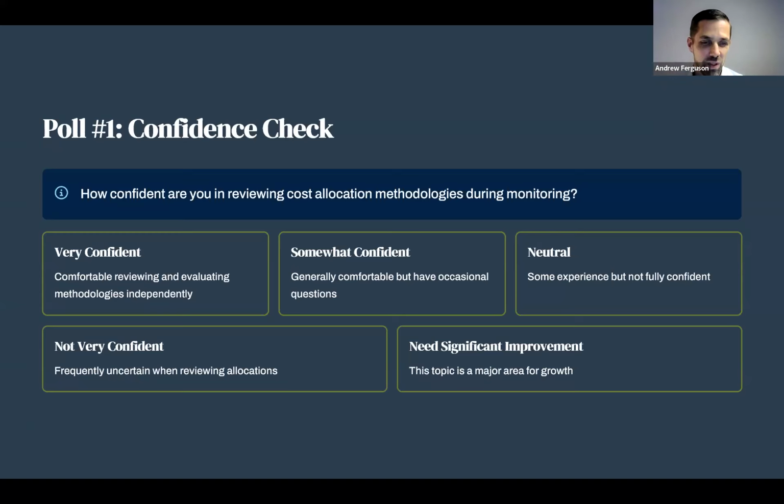Looks like we are getting results. I'll give a few more seconds for the poll. There's 40% at not very confident, 20% neutral, a third of y'all somewhat confident, and then 8% very confident. The very confident folks, y'all are welcome to hop in and start teaching this. That'd be awesome. Otherwise, we'll keep going here. So we got 51.